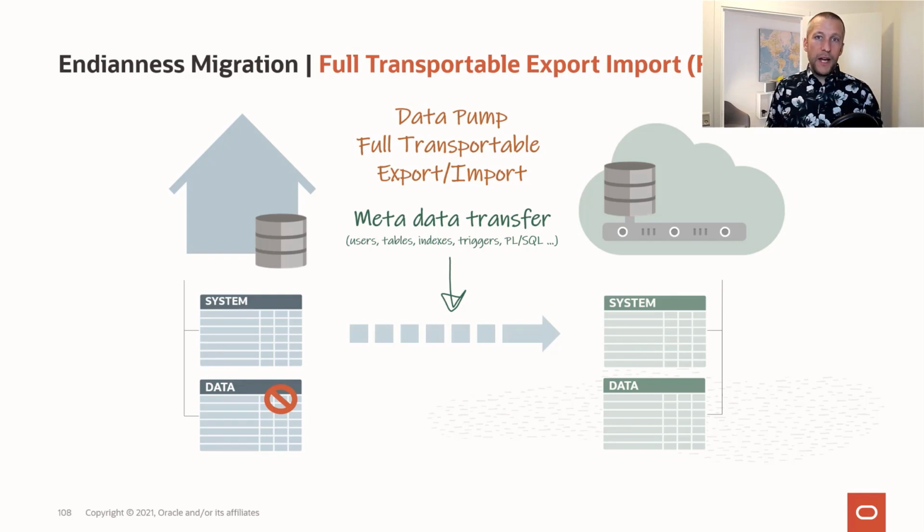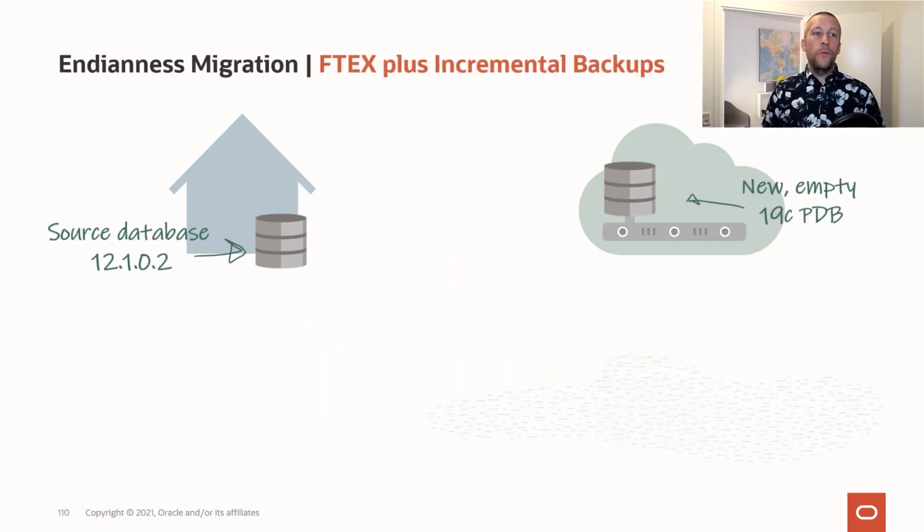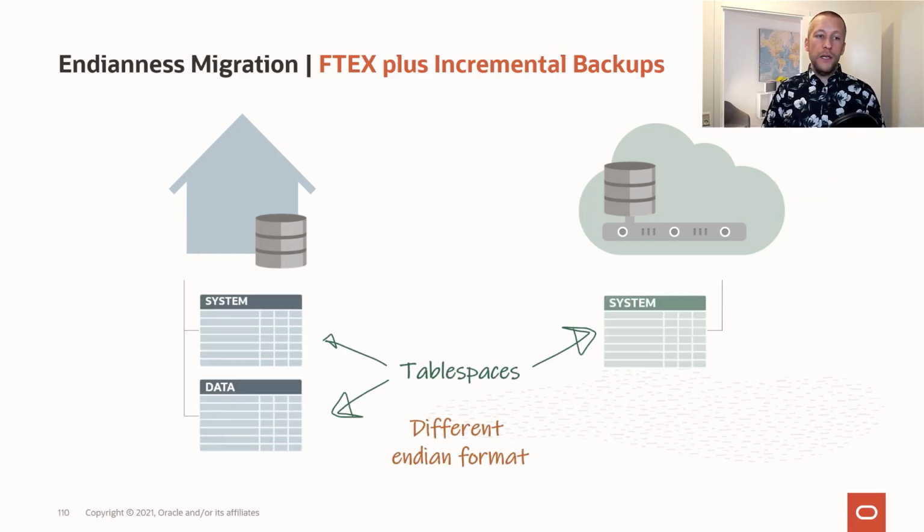But I told you that we had downtime and then we had to copy the entire data file. I guess that really won't fly well with your 100 terabyte database. But this is where full transportable export import with incremental backups come into play. So we have the same scenario, a 12.1.0.2 database and a 19c PDB. We have the same set of tablespaces, but we don't set the data tablespace read-only yet.